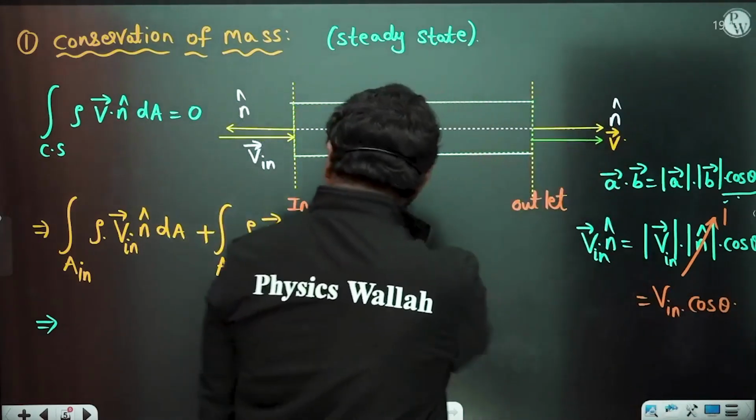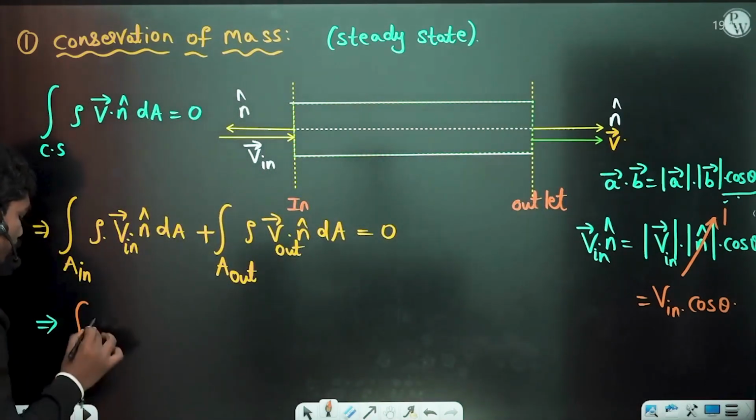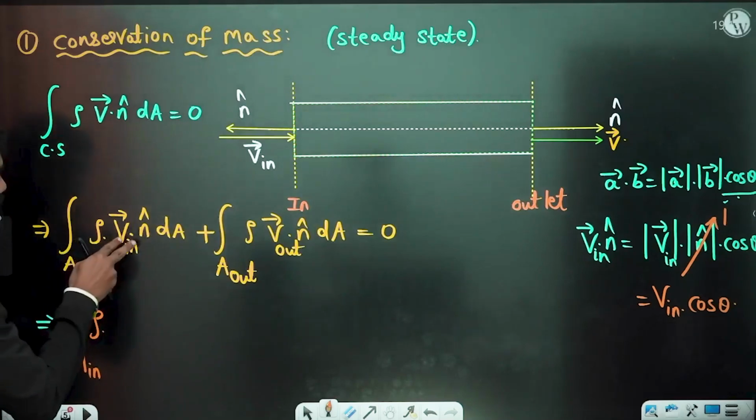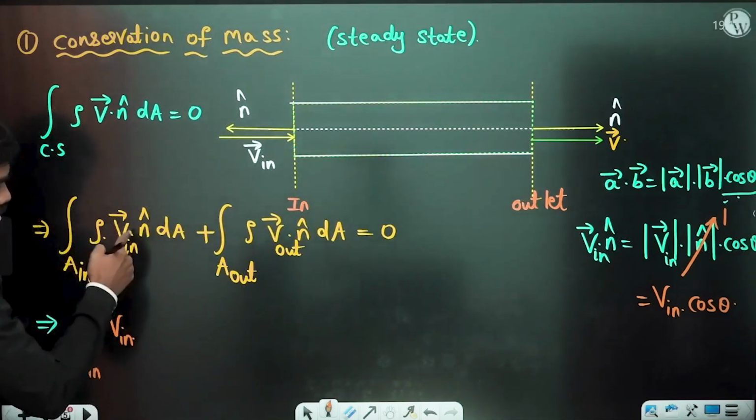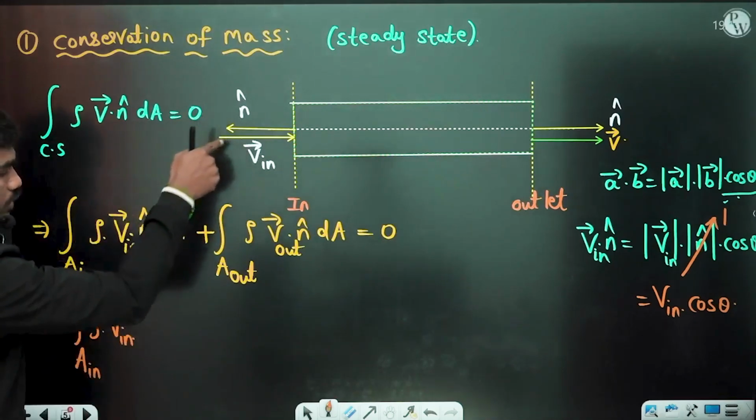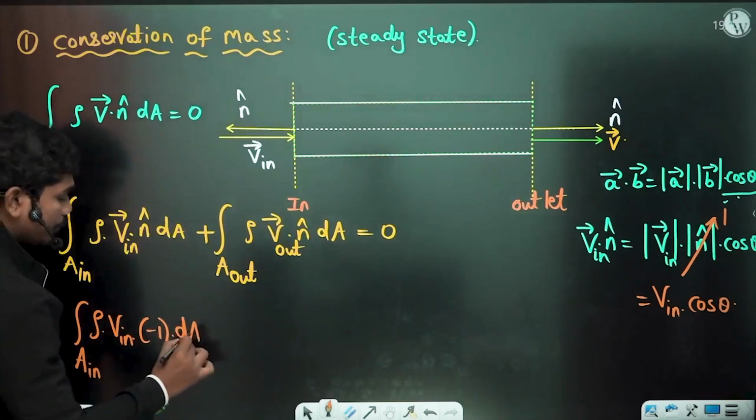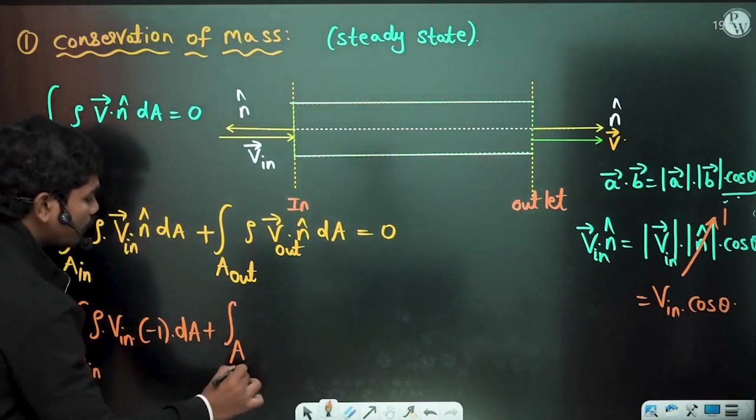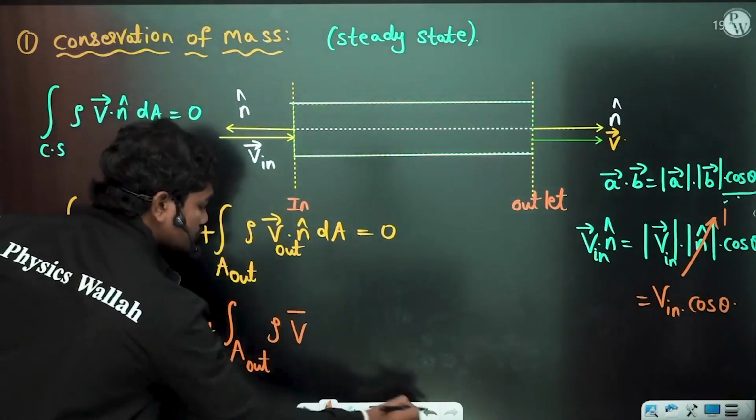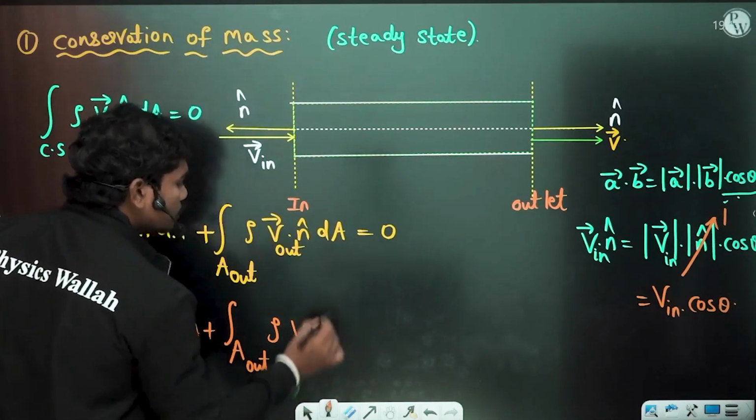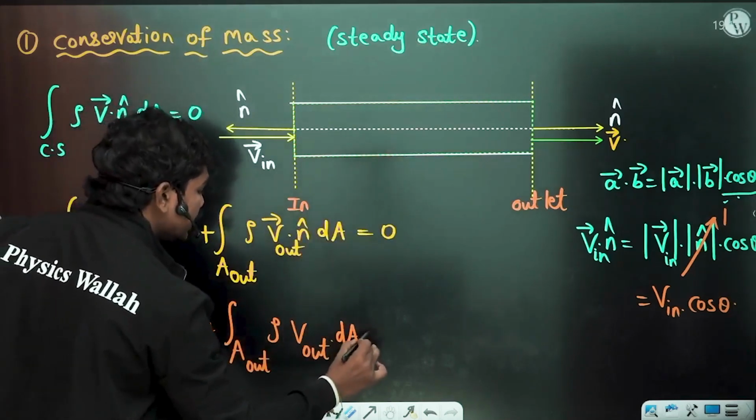Now if you replace the integration over the total inlet area, density times this dot product, which is magnitude of V in times magnitude of n cap, 1. The angle between these two is 180, so cos 180 is minus 1, times dA. Plus similarly here, the area over the outlet, rho V out times the dot product. The angle between those two is 0, so cos 0 is 1, so this is dA, equal to 0.